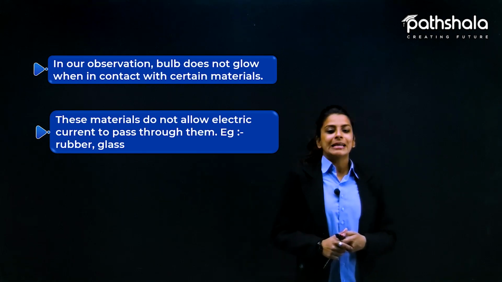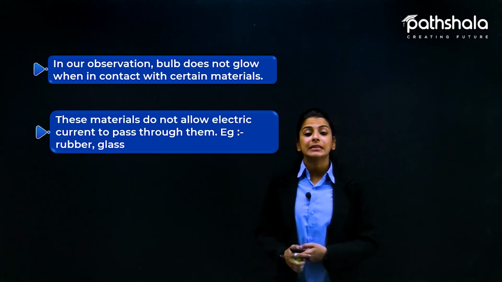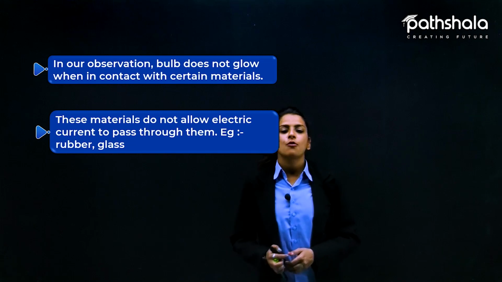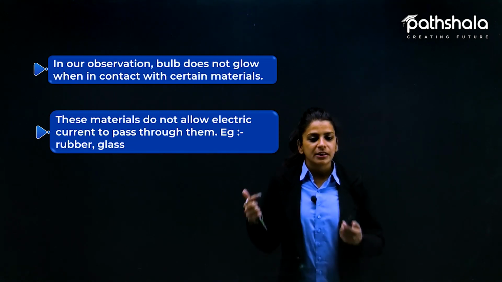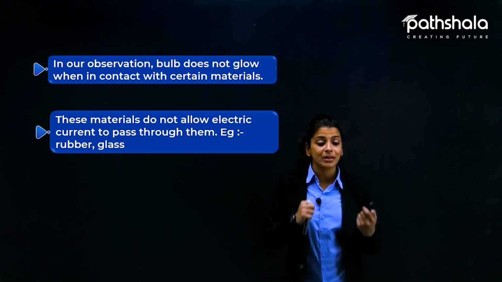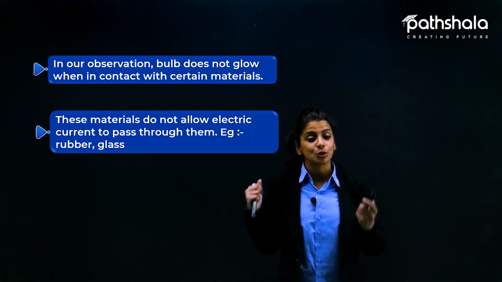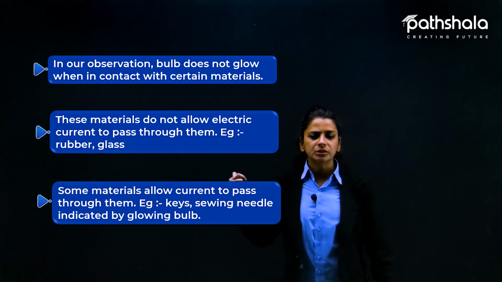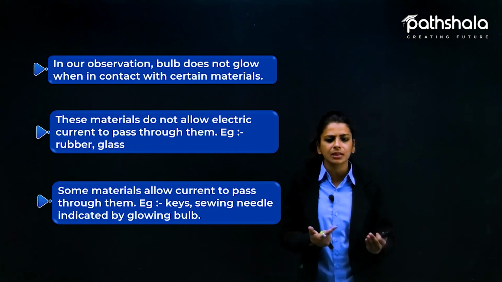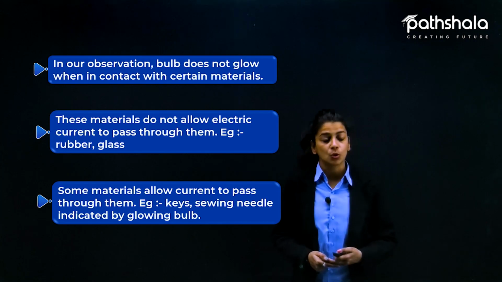So yes, these materials do not allow electric current to pass through them. For example, rubber and glass. Rubber and glass के through electricity pass नहीं हो रही थी, so हमारी observation में the bulb was not glowing. And some materials allow current to pass through them. For example, keys, sewing needle indicated by glowing bulb.